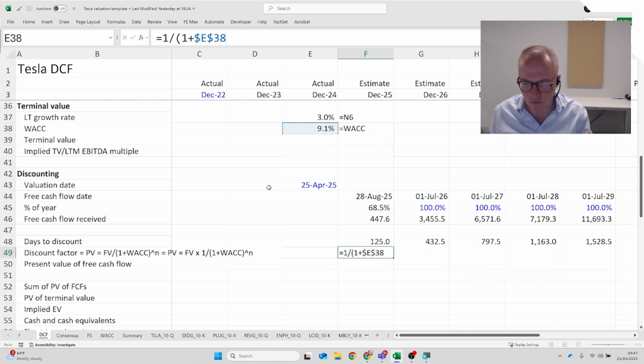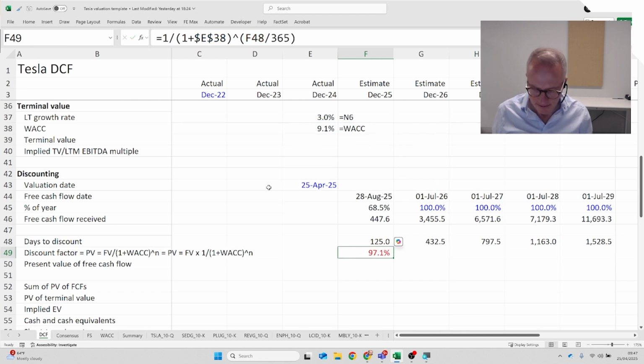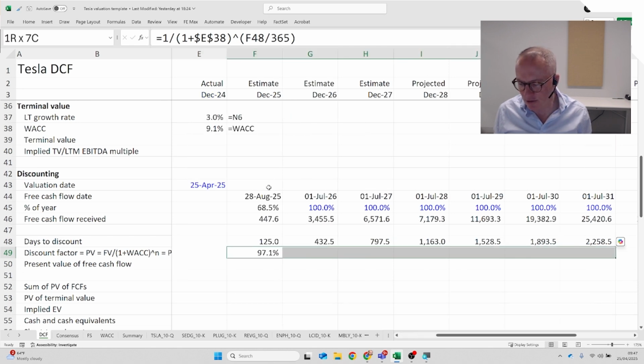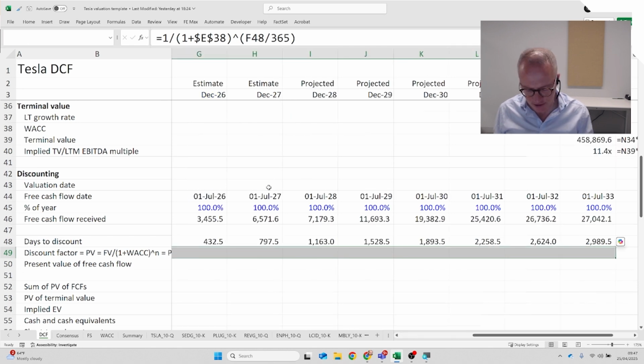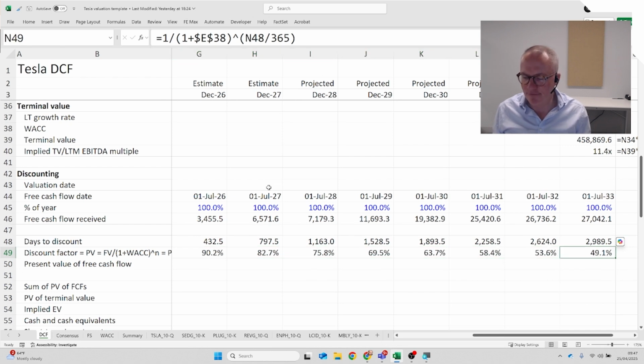So I'll take 1 plus the WACC, and I'll take it to the power of the days we want to discount divided by the days in the year. And that will be my discount factor. You can see in the first year, we take $1 and we'll only get 97.1 cents. But if I forecast that out, you'll see that it dramatically lowers over time. So $1 received in 2033 is only worth 49.1 cents today.